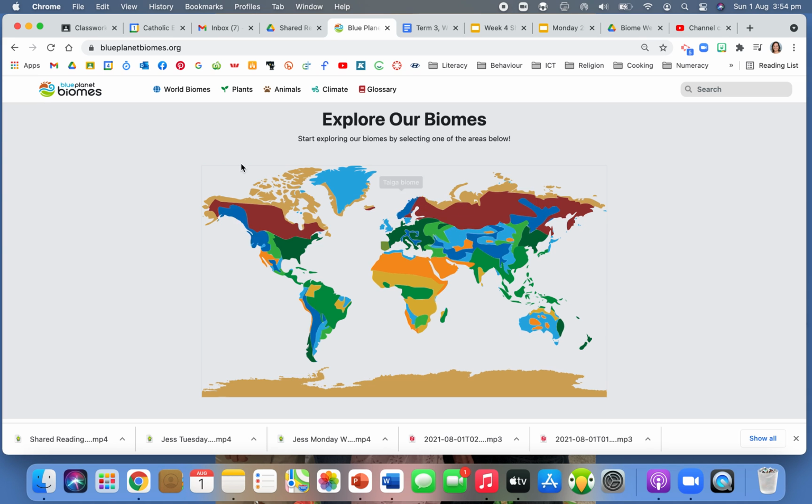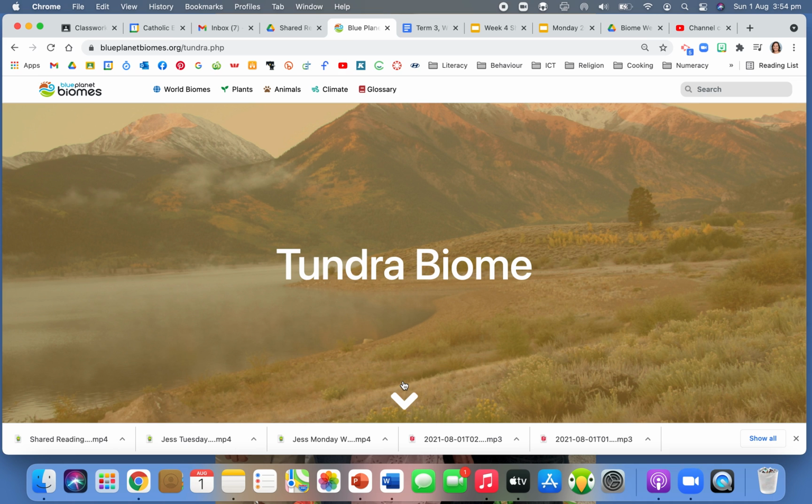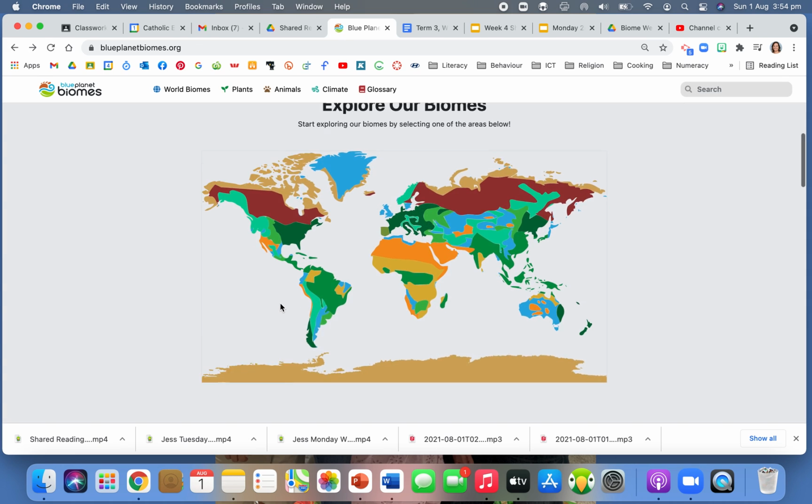And that's really interesting, but I can see what the different biomes are around the world. So if I go down to the Arctic areas, I can see that they're tundra biomes. And I bet when I click on it, look at that, it hyperlinked me to the tundra biomes. So that is really cool.